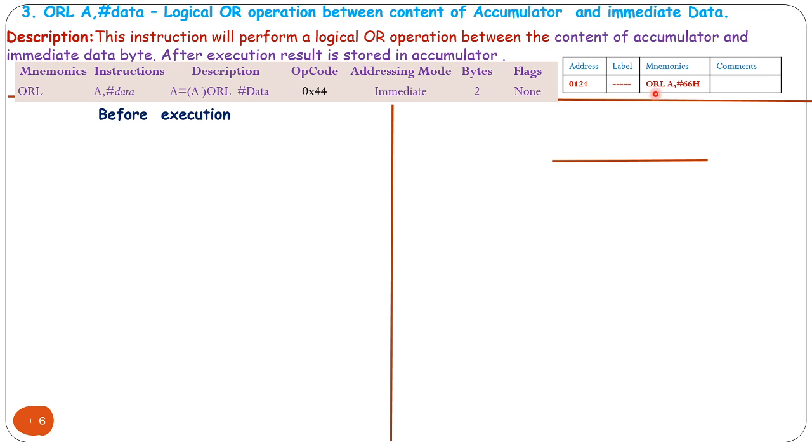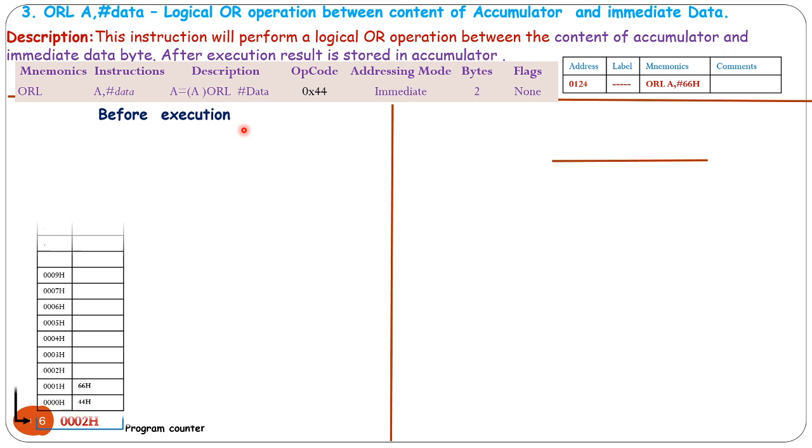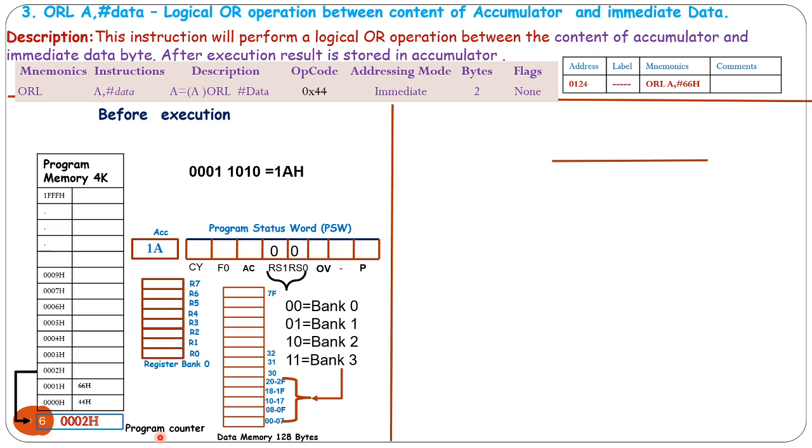Suppose the mnemonic is ORL A comma immediate data 66H. Before execution, this instruction is stored in program memory. It is a 2-byte instruction, so 2 memory locations, 1 for the operation code and 1 for the immediate data. So the content of the program counter will be 0002H. So before execution, the content of the accumulator is 1AH, this is 1AH in binary format, and the immediate data is 66H. They are logically ORed.